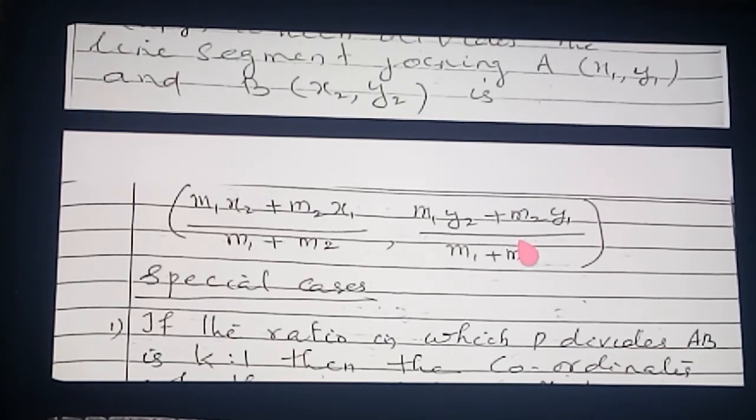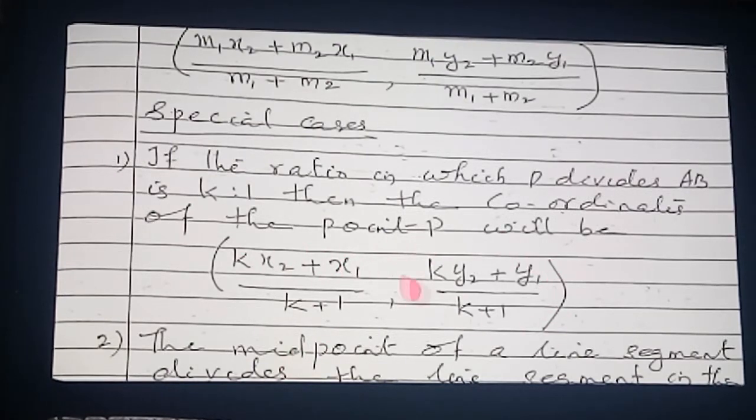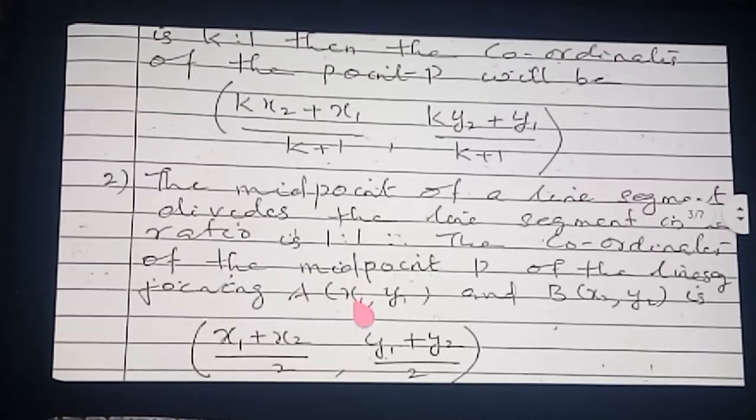Okay. Now some special cases are given. In the place of m1 and m2, we are giving here k and 1. That is, in m1's place you write k, in m2's place you give 1. Apply here in the place of m1 you give k: (kx2 plus 1 into x1) divided by (k plus 1). Here also (ky2 plus 1 into y1) divided by (k plus 1). No magic. Only in the place of m1 we are applying k, and in the place of m2 you are giving 1. Clear?